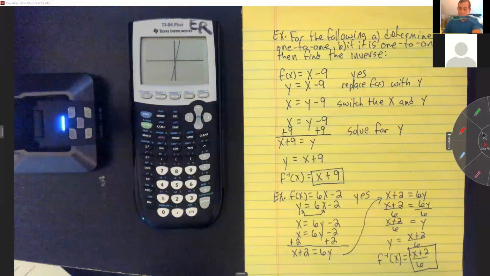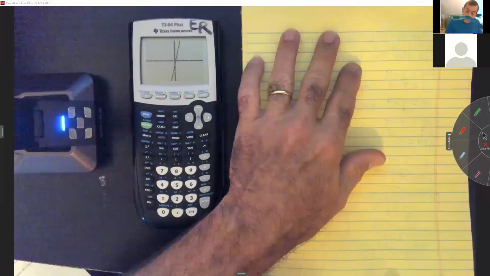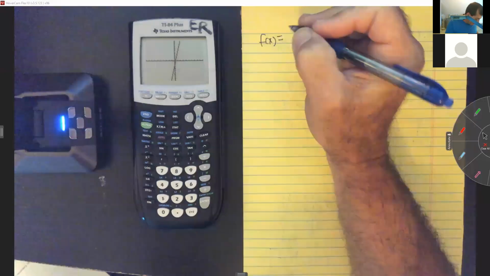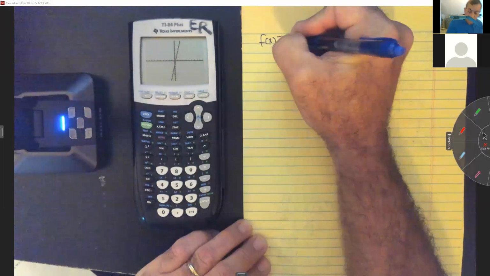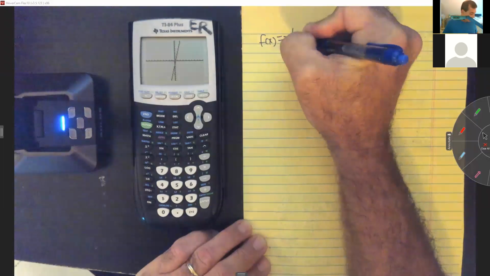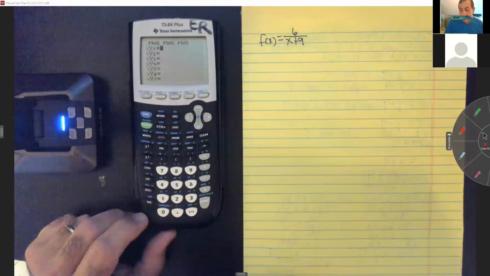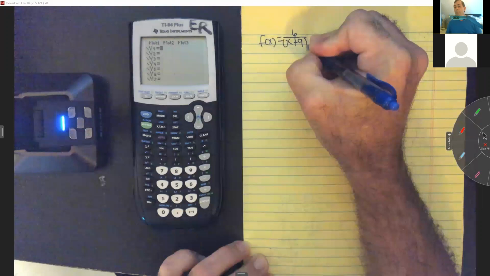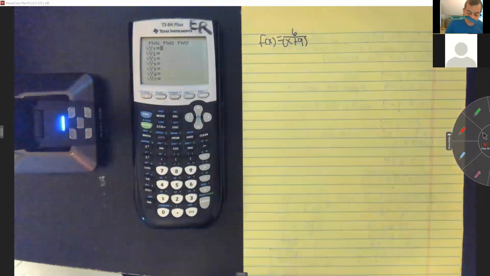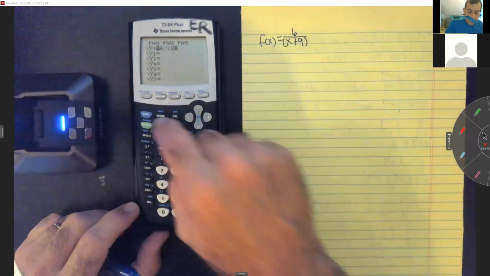Alrighty, so this next one has f of x equal to 6 over x plus 9. I'm going to graph that. Let me clear that. Since I'm doing a fraction, when I put it in the calculator, I'm going to put parentheses around the bottom of my fraction, so that I get 6 divided by parentheses x plus 9, close parentheses.